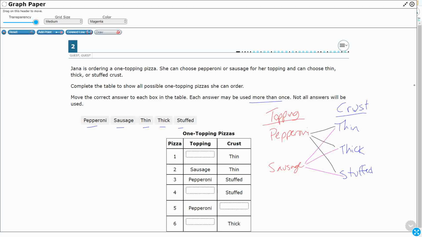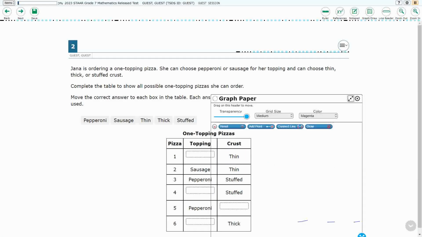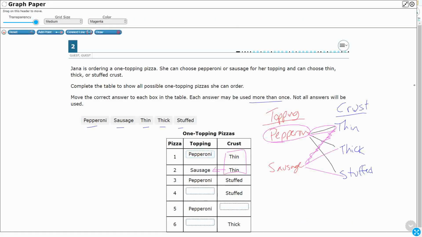So take a look at our thin crust right here first. See, thin has got sausage. Okay, so that's this one right here. So thin is missing this pepperoni. Okay, so we need to grab that one right there. So thin needs to go to pepperoni. So let's grab this pepperoni, put it right there.